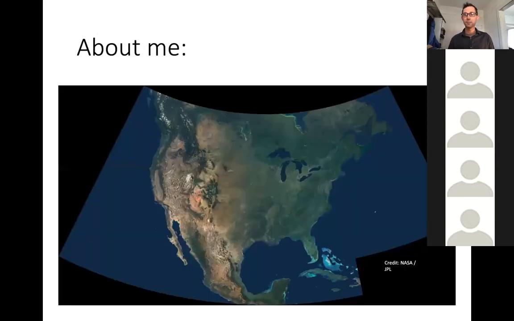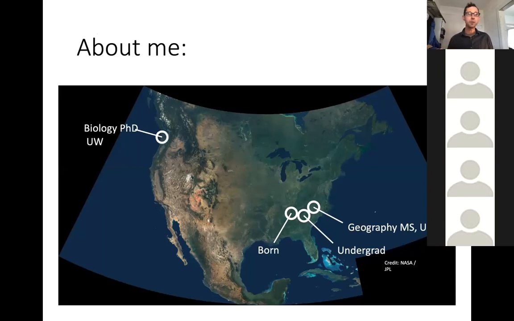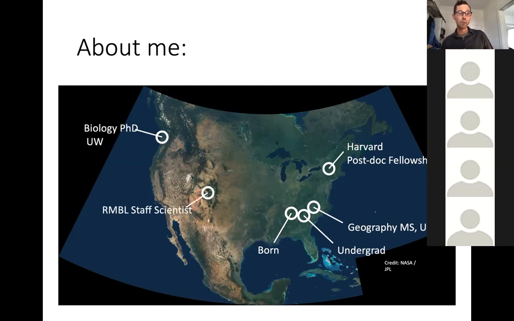I just wanted to start by talking a little bit about my own particular journey. I was actually born in Western North Carolina, and I went to undergrad at a small college there. I did a master's in geography at Chapel Hill. It was really where I started to get exposed to remote sensing. And then I did a biology PhD at the University of Washington, where I was really focused on understanding plant responses to climate change. I did a short stint at Harvard University as a postdoc, and then this is my first permanent job as a staff scientist at Rocky Mountain Biological Lab. So I'm super excited about that.